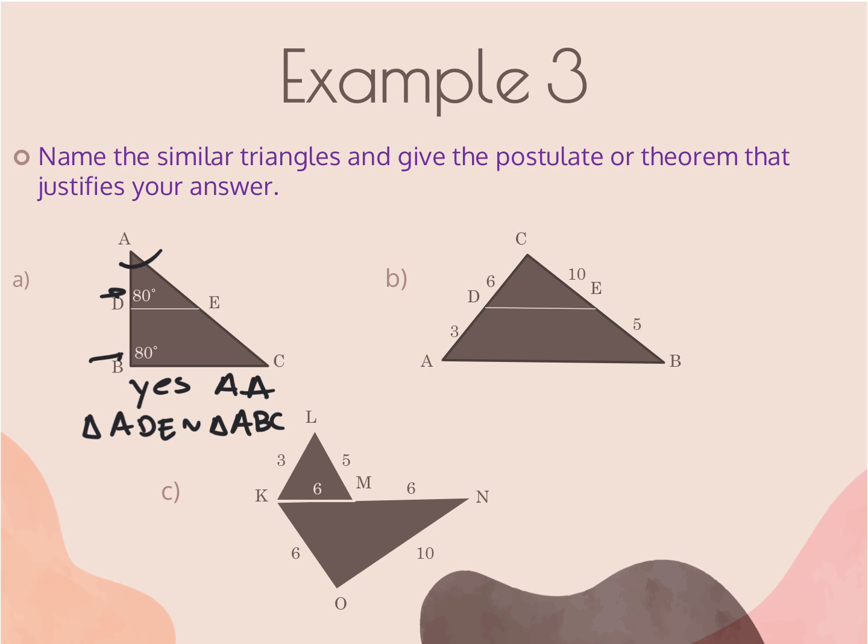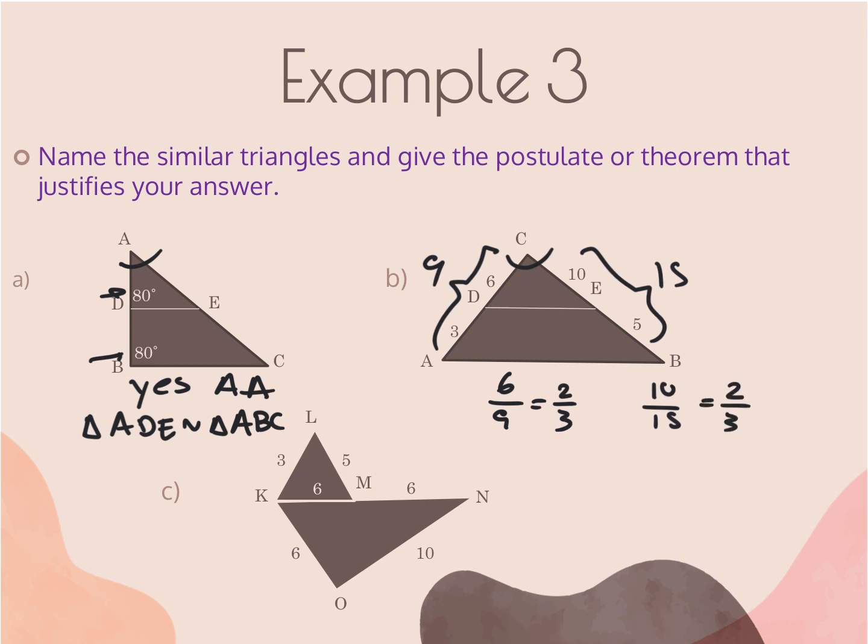For triangle B, we have that C is shared, so we can figure out if the big triangle is similar to the smaller one by doing the scale factor. So this is going to be 15, this is going to be 9. So I can do 6 over 9, simplifies to 2 over 3. And I can do 10 over 15, simplifies to 2 over 3. So yes, this is similar by the side angle side similarity theorem. I'm just going to write down the triangles the way they're similar.